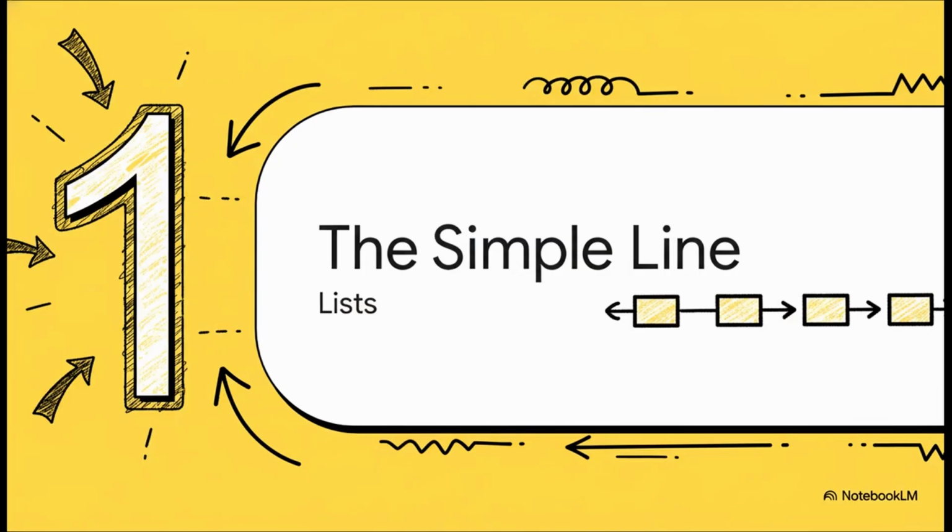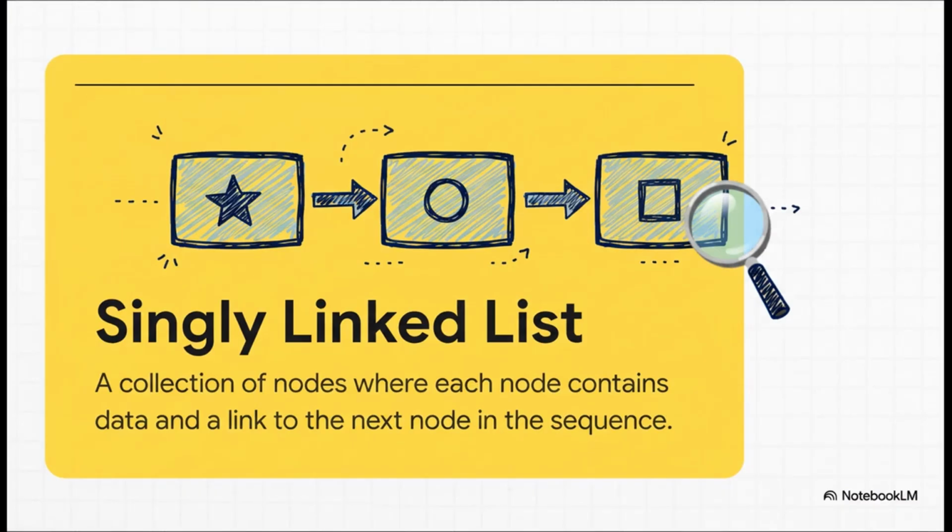So where do we even begin with all this? Well, let's start with one of the most fundamental structures out there, the simple, straightforward line, or as we call it, a list. Okay, let's get the kind of textbook definition out of the way first. A singly linked list is basically just a series of items. We call them nodes. Each one of these nodes holds a piece of data. And, this is the important part, it holds a pointer that links to the next node in the chain.